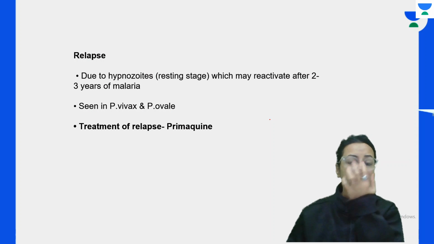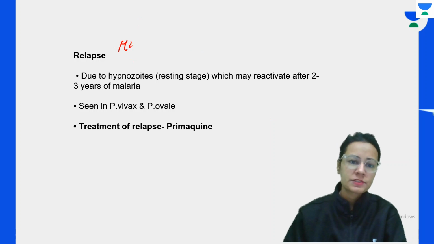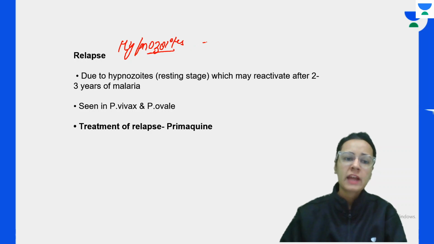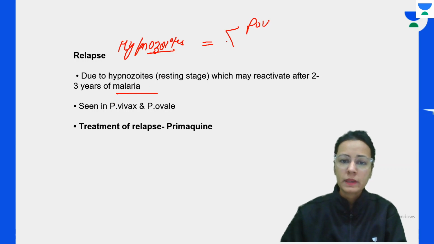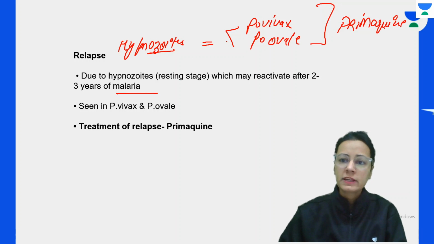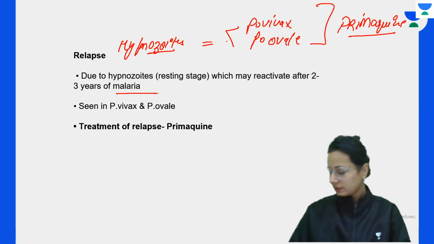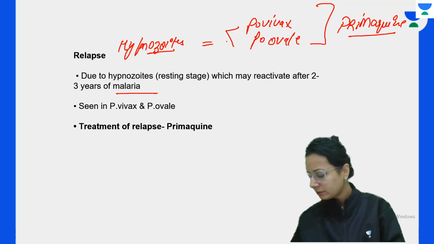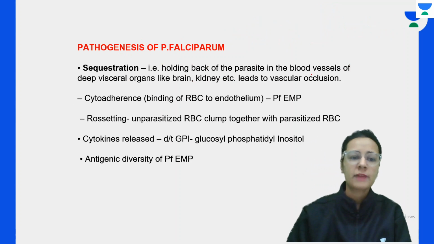Now relapse. Relapse is due to hypnozoites, which will reactivate even after 3 years, seen in P. vivax and ovale. And what is the treatment? We give primaquine for the relapse stage. Relapse is seen in vivax and ovale, and primaquine is given for the relapse stage.